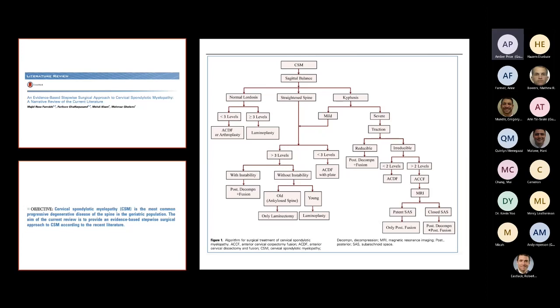This was a really nice review that reviewed the literature and then offered a strategical approach based on alignment of the cervical spine, number of levels that needed to be treated, and considerations with OPLL or other forms of ankylosis. And there are multiple different algorithms out there. I thought this one was kind of nice and had most of the factors taken into consideration.